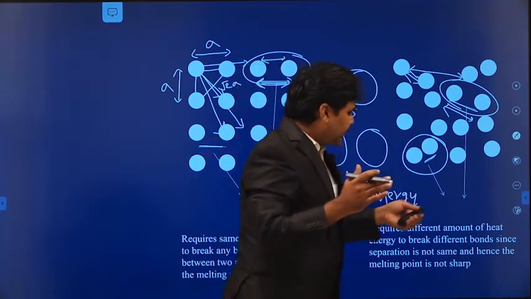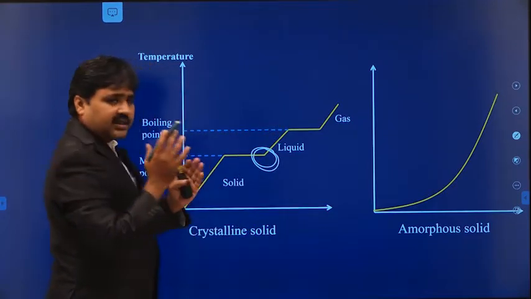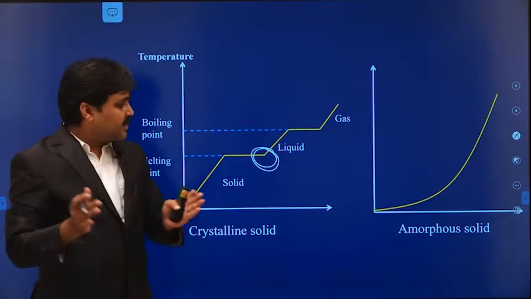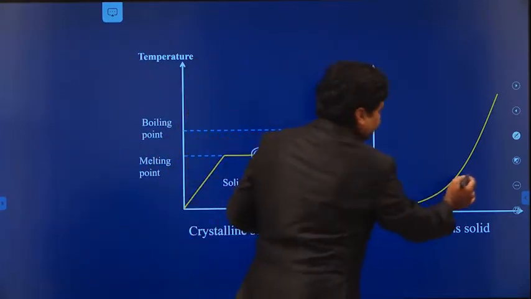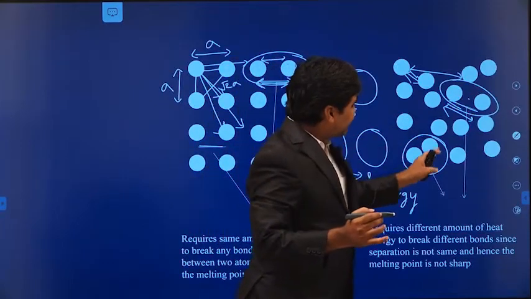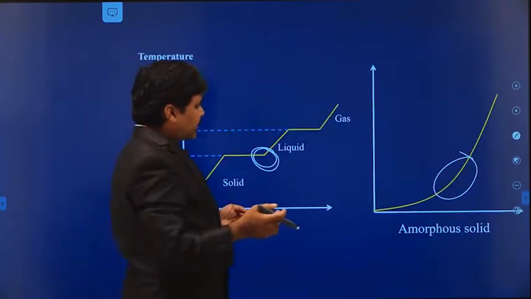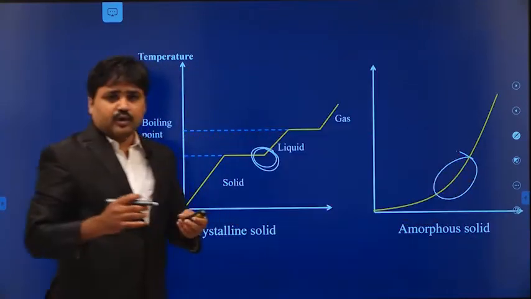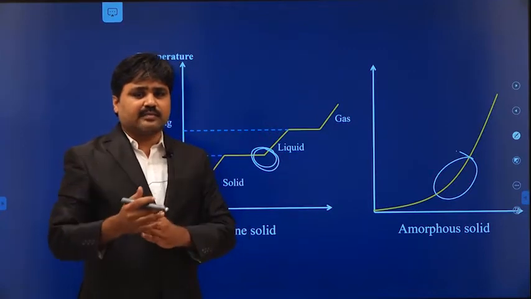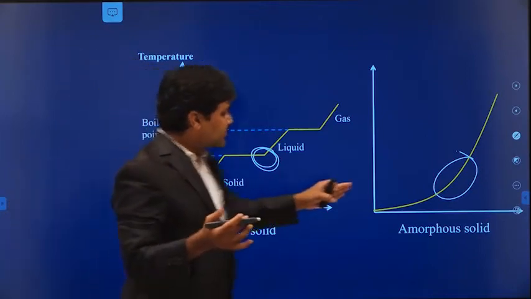So the melting point is wide here. It is sharp in case of crystalline materials because all the pairs of atoms require the same amount of thermal energy to break them. But in case of amorphous solids, some pairs of atoms melt at a lower temperature and some pairs of atoms melt at a higher temperature. So they don't have a sharp melting point. The melting point is spread over a range of temperature. So the melting point is not sharp here.